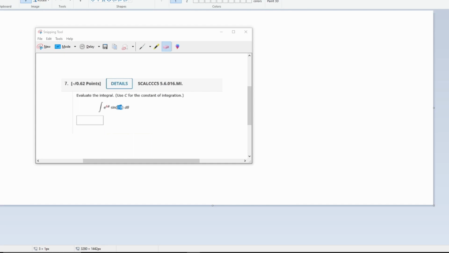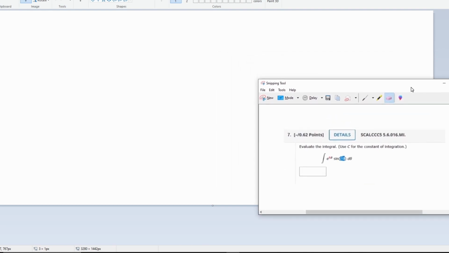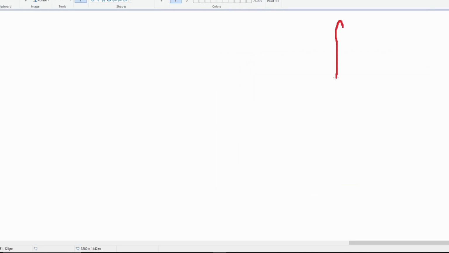Hello everybody, today we'll be doing an integration by parts problem, and this one is very difficult. I'm going to get right into it. Integrating e to the power of 6 theta multiplied by sine 7 theta with respect to theta.